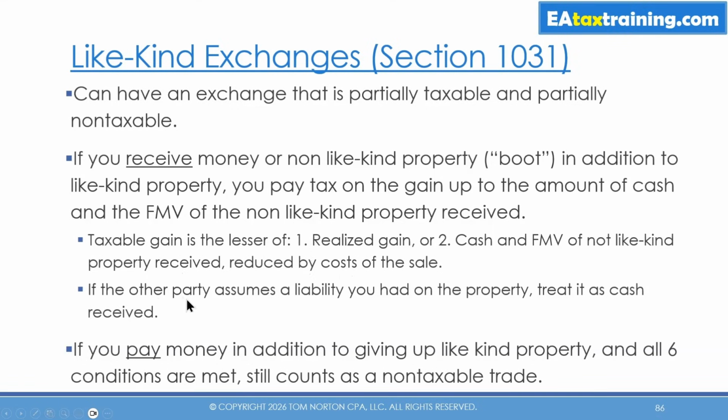If the other party assumes a liability that you had on the property, you treat that as if it were cash received. So if you had a mortgage on the property and the other party is going to assume that mortgage, then that's just like they gave you that amount of money. If you had a $50,000 mortgage on the property and you're no longer responsible for paying that mortgage, then that's just like you received $50,000. So you have to count that as boot.